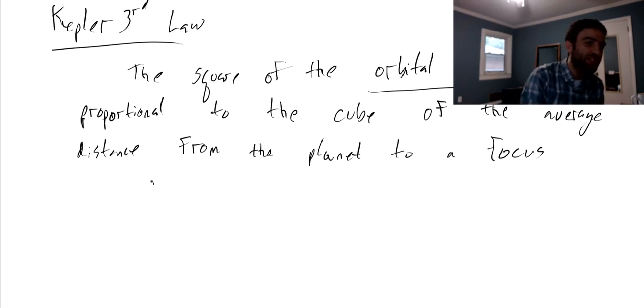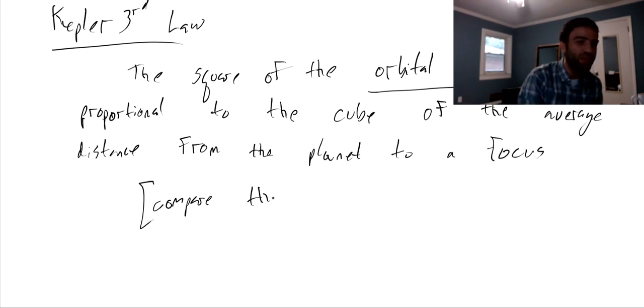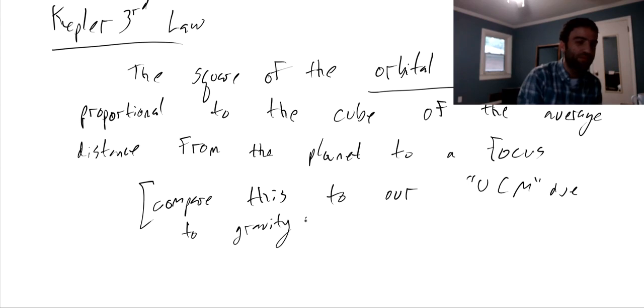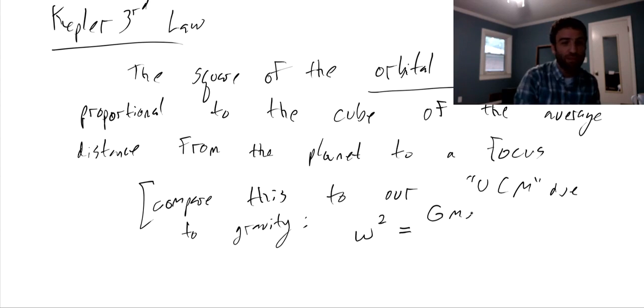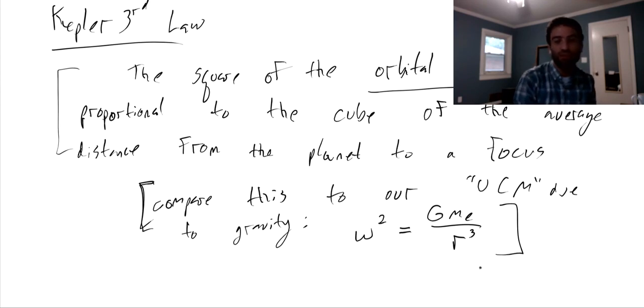Okay, and compare this to our uniform circular motion due to gravity result, which said that the square of the angular speed is inversely proportional to the cube, right? This was actually G times the mass of the Earth divided by r cubed. Well, the length of time it takes to go around a circle is inversely proportional to how much of the circle an object goes through per unit time. So you can actually see that Kepler's third law is like a generalization of what we knew about uniform circular motion.